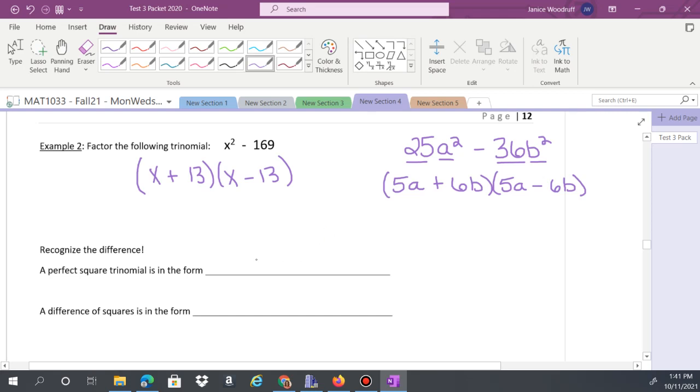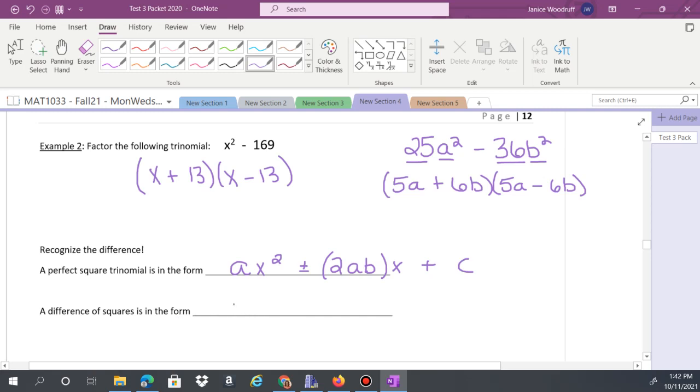Okay, so with these, just recognize the difference. Perfect square trinomial has 3 terms. It's in the form ax squared plus or minus 2ab plus c, something like that. I'm trying to remember the form. Anyway, it's 3 terms, and there's perfect squares. That's how you'll notice.